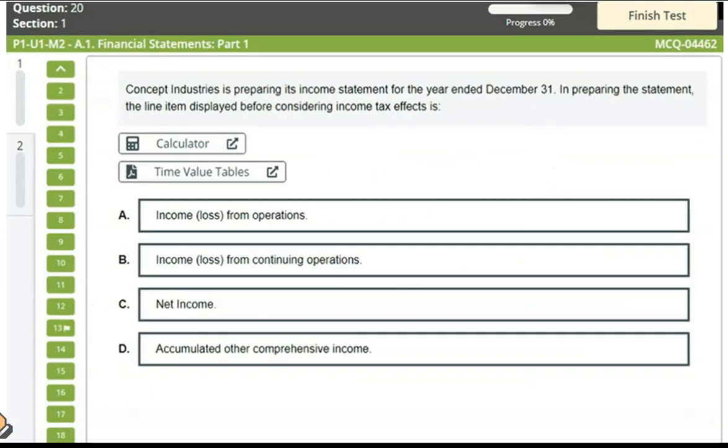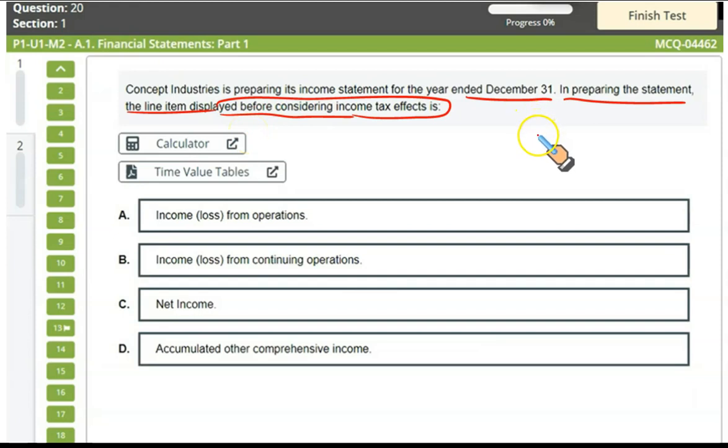Next, Concept Industry is preparing its income statement for the year ended December 31st. In preparing this statement, the line item displayed before considering income tax effects. Before income tax, what do you have? First, you have your gross profit. From this, you deduct your operating expenses. What you get is called the earning before interest and tax.